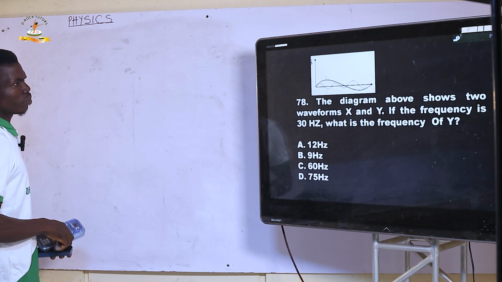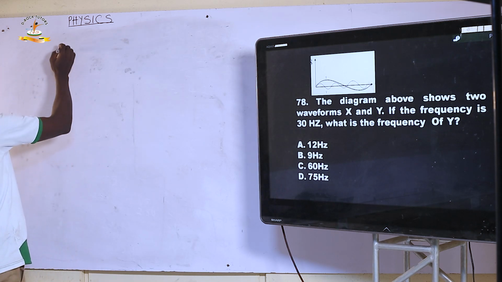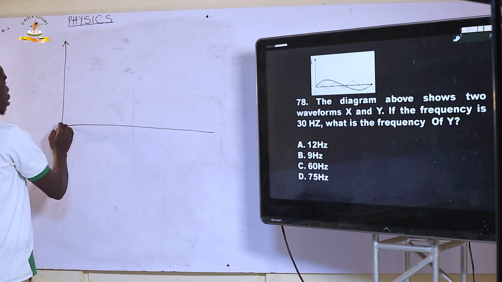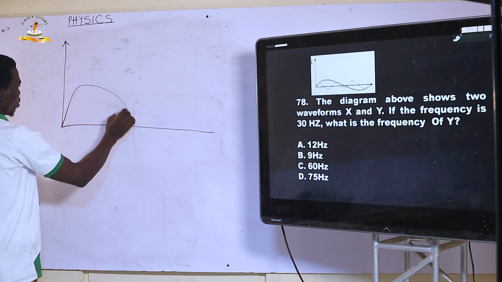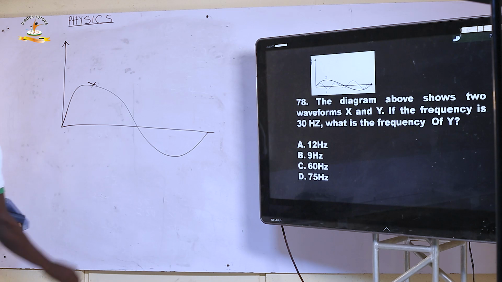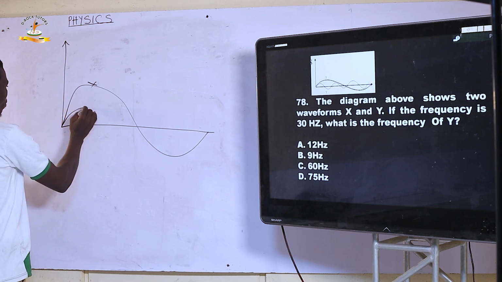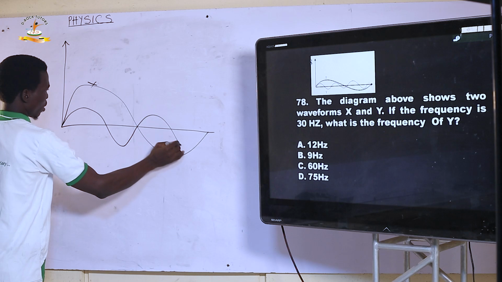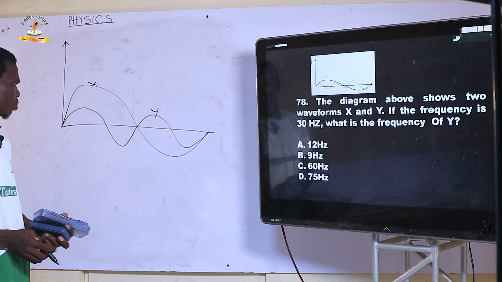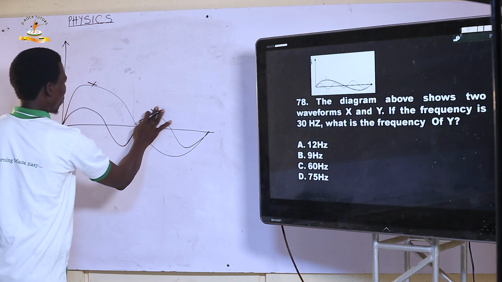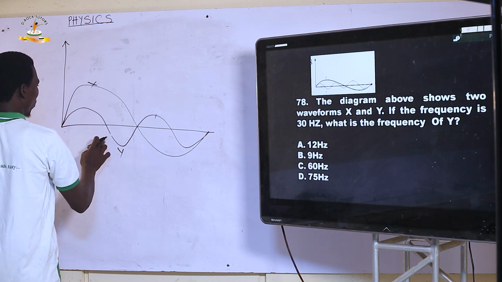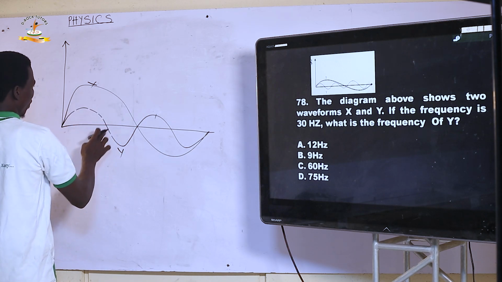So we have a waveform, and there are two traveling waves. These are x, and we have y, and this is y. Let's put the y here and y here. However, it is not that bold, so I can make it broken so that it looks imaginary.